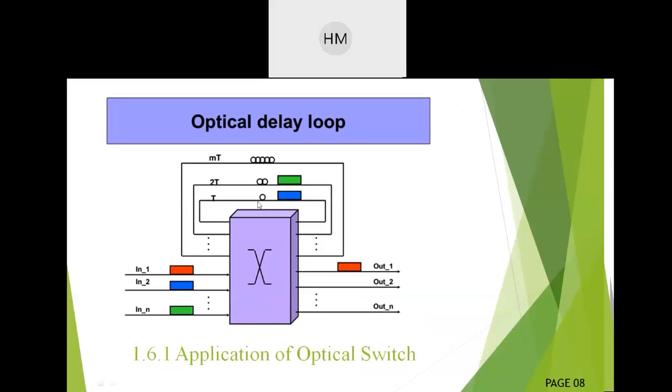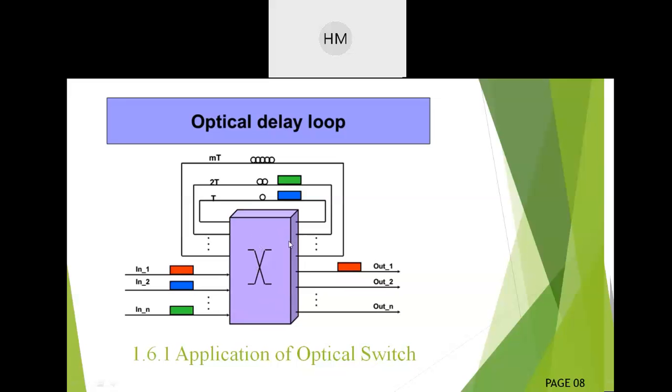So this is an optical switch. You can see the diagram. And we are using an optical delay loop within it. I want that there should be 1 millisecond, 2 millisecond, 10 seconds delay produced. So that is produced by using a delay loop. And these are my input ports, output ports. This is my optical switch.